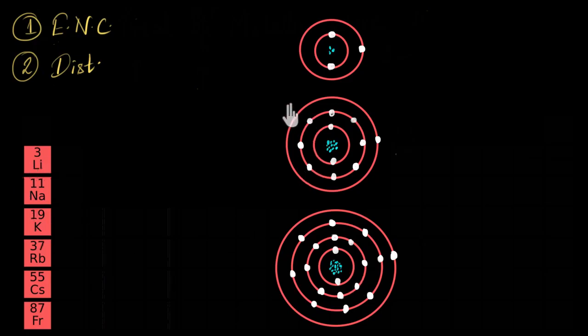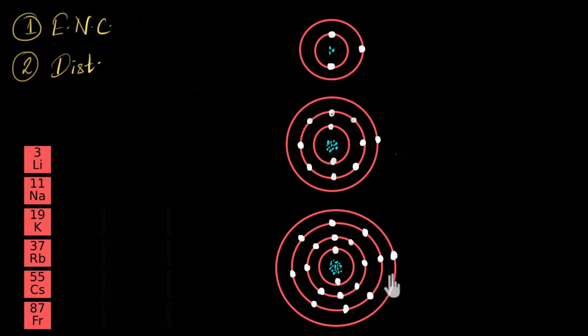And from the video on atomic radius, you might recall that the atomic radius increases as we go down a group. You can see over here, there are more shells, newer shells getting added between the valence electron and the nucleus. So therefore, the atomic radius, the distance between them, increases.